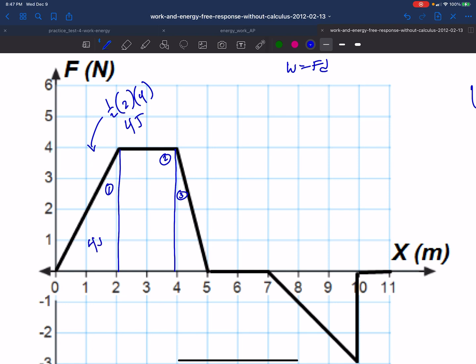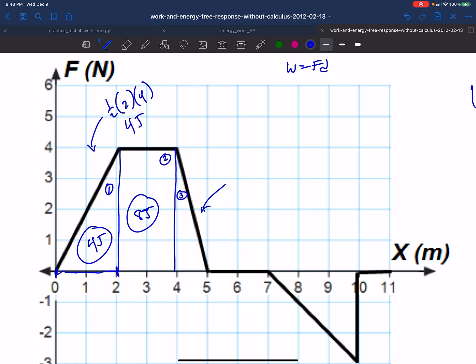So 4 joules right here. 4 joules of work was done during the interval, or during the distance from 0 to 2 meters. This section right here looks really simple. It's just going to be 4 times 2, so this is going to be 8 joules of work done right there. 8 joules.